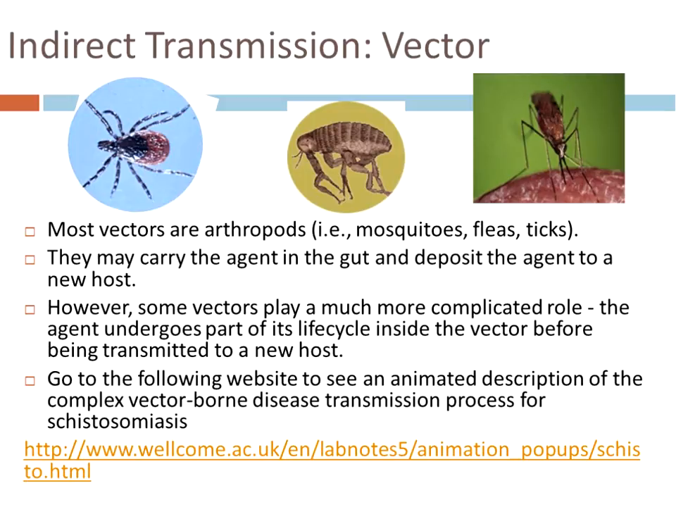Indirect transfer through a vector. Most vectors are arthropods: small bugs, mosquitoes, fleas, ticks. They carry the agent in their gut. Sometimes they pick it up from one animal or soil, and it changes when it's inside their gut. And once they inject it into us, they give it to a new host.